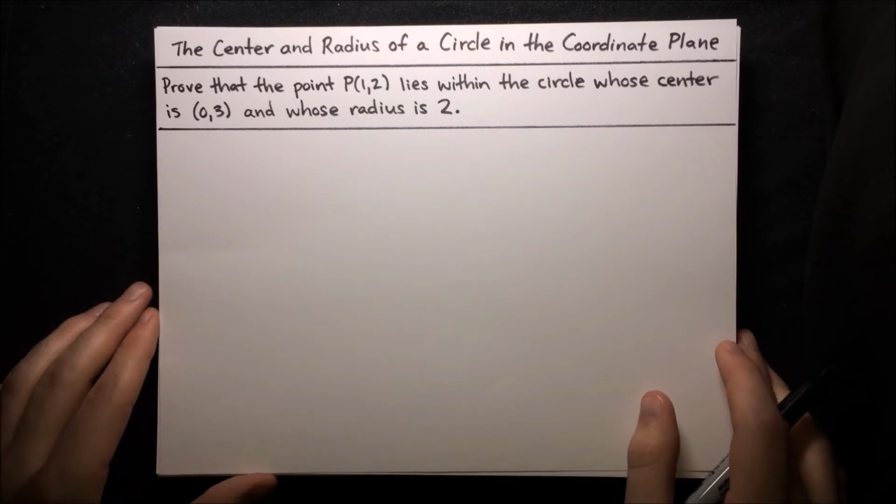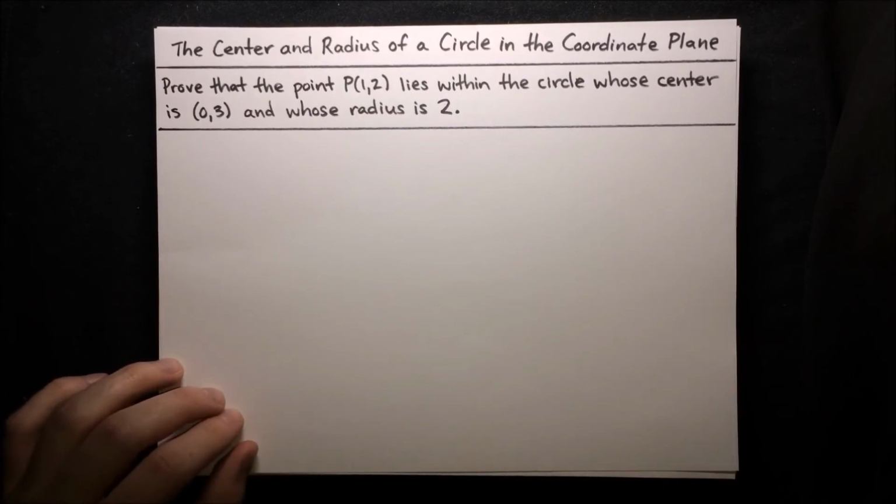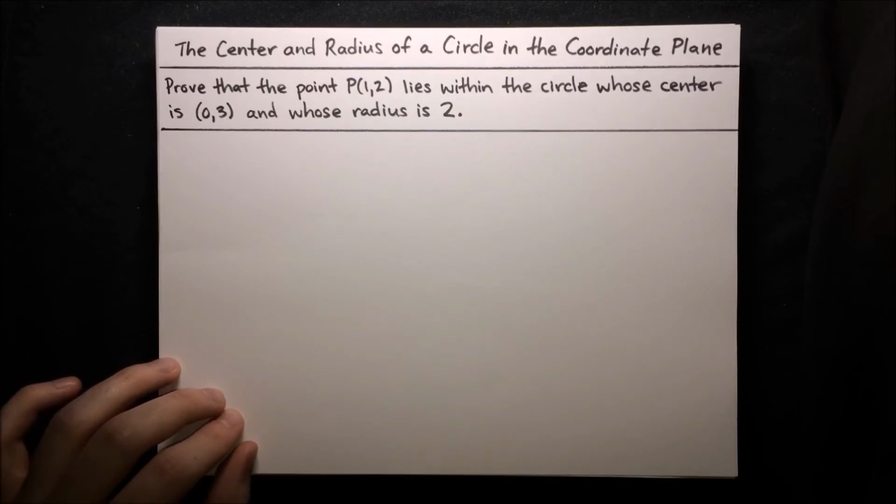Next up, let's prove that the point P (1, 2) lies within the circle whose center is (0, 3) and whose radius is 2. Alright, so we have to prove this, meaning that we have to write a bulletproof explanation. First, we need to explain what it really means for a point to lie within a circle, and then we have to verify that the point P (1, 2) actually does lie within the circle whose center is (0, 3) and whose radius is 2. So let's start by answering the question, what does it mean for a point to lie within a circle? Well, for a point to lie within a circle, it needs to be within the circle's radius.